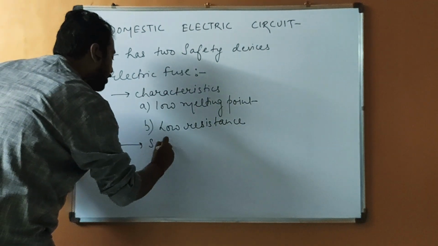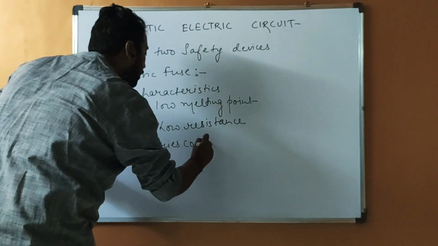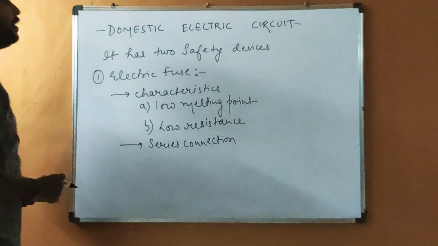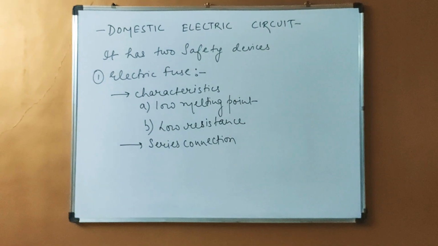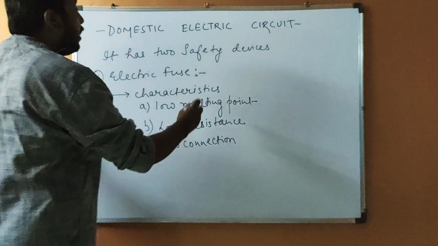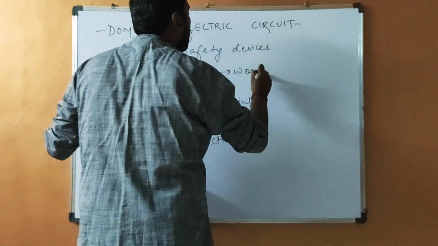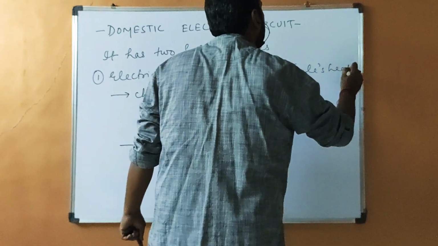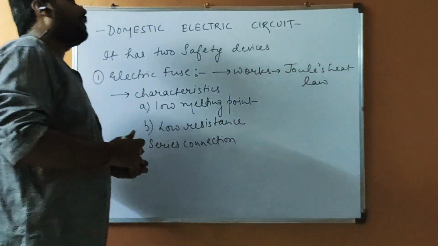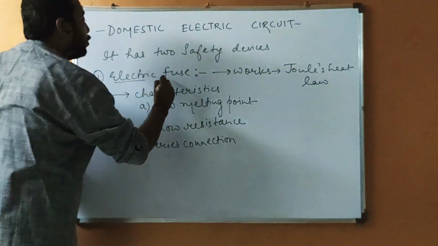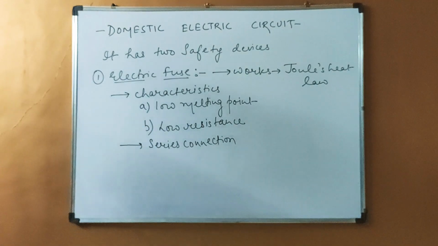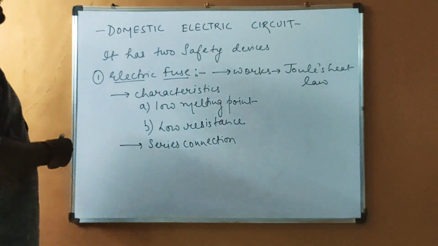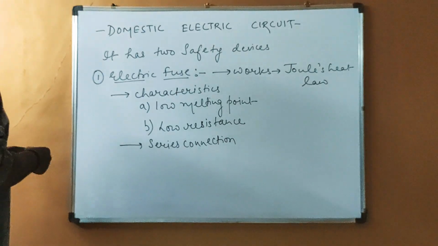It is always connected in series connection. As you all recall, the fuse is always connected in series connection. How does it work? It works on Joule's heat law, as you all remember. Whenever a higher amount of current flows through an electric fuse, it will get heated, it will melt, it will break down the circuit, keeping our appliances safe.